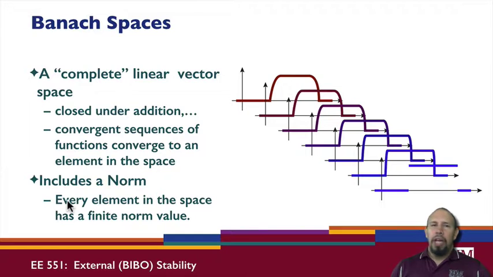One important aspect of a Banach space is that it includes a norm. A linear vector space didn't necessarily include a norm. You could have a normed vector space. We've seen that before, but a vector space is not required to have a norm. So in a Banach space, every element in the space has a finite norm value. So you don't have signals that have infinite norm value in the space.